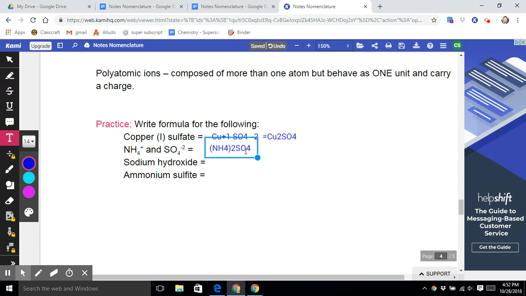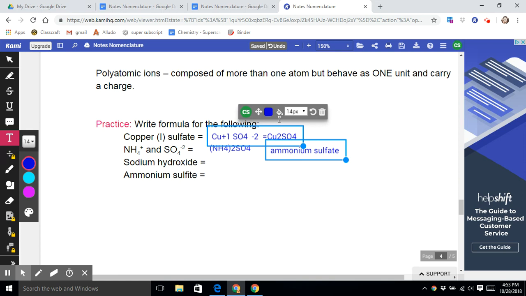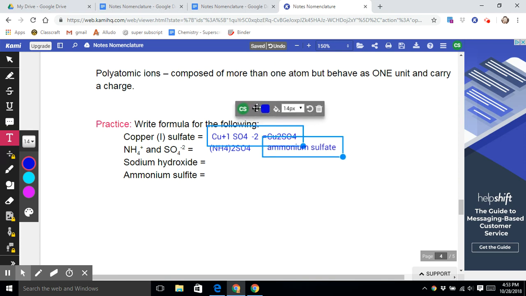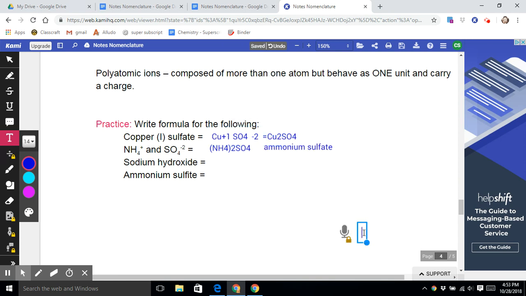If I want to name this formula, (NH4)2SO4, I'm just going to name it as is. We don't change the ending for the polyatomics. NH4 is called ammonium, and the SO4 is called sulfate. That's all it is. We don't change the endings, we don't add anything. Just name as is for our polyatomics.